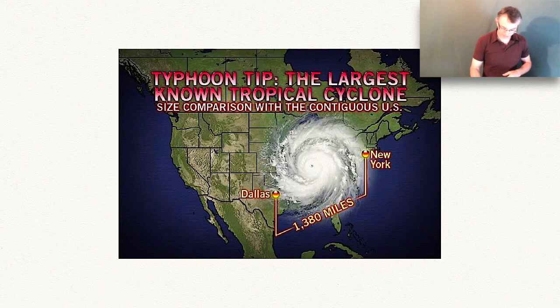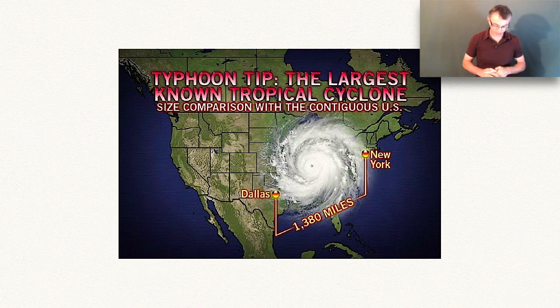Take a look at your screen. You'll see a picture of a very large typhoon called Typhoon Tip. This is the largest known tropical cyclone that's ever been recorded in history. You can see it's huge. It reached from New York to Dallas. It actually didn't happen here in the U.S. This typhoon actually happened in the Philippines back in 1979. And it's just shown here, superimposed over the U.S. to show how massive it was.